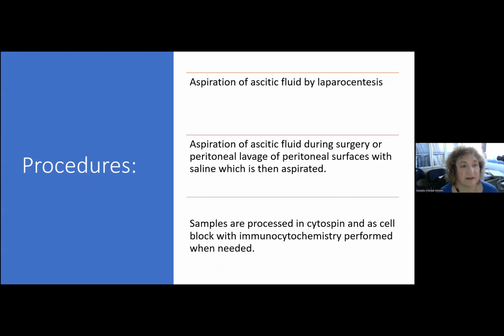So what procedures do we use? We can use aspiration of ascitic fluid by laparocentesis, aspiration of ascitic fluid during surgery, or peritoneal lavage of peritoneal surfaces with saline, which is then aspirated. And all these fluid samples are processed in cytospin and as cell block, with immunocytochemistry performed when needed, of course.